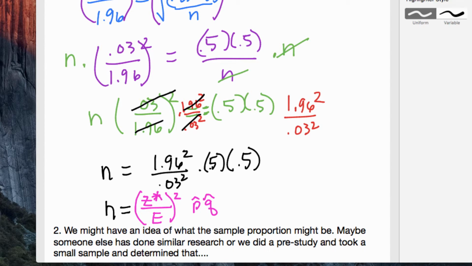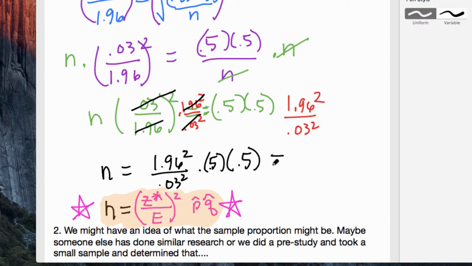So all of this right here is your sample size determination formula. It's just a bunch of algebra that's based on the margin of error formula. So this is what you'll use to determine sample size. Now I went through and algebraically showed this. You don't do that every time, just go straight to the formula.